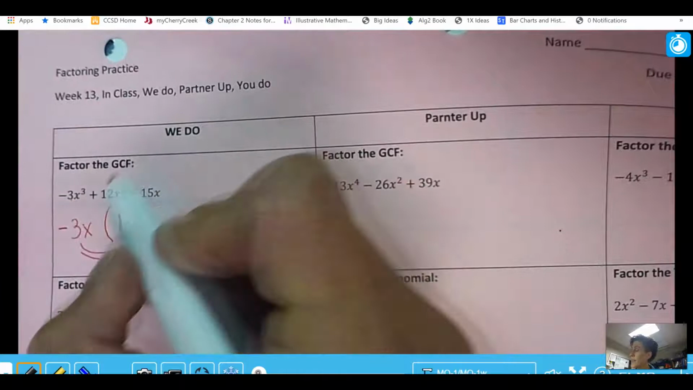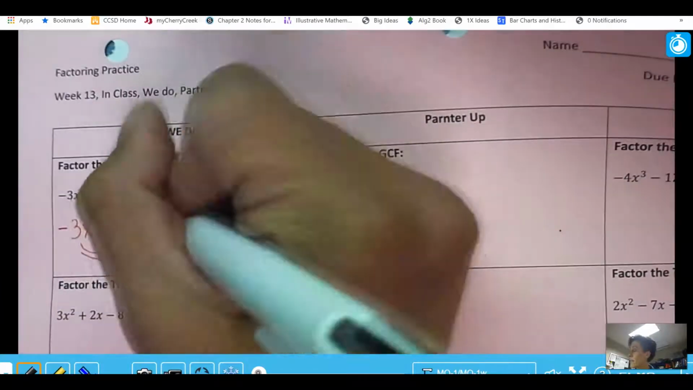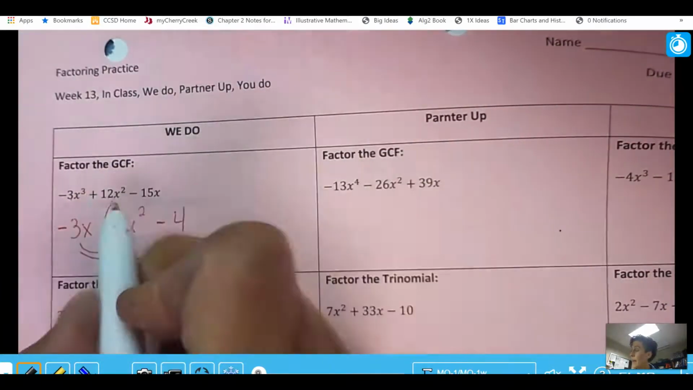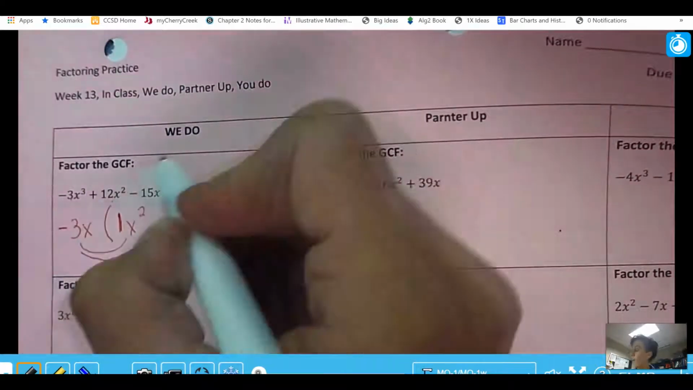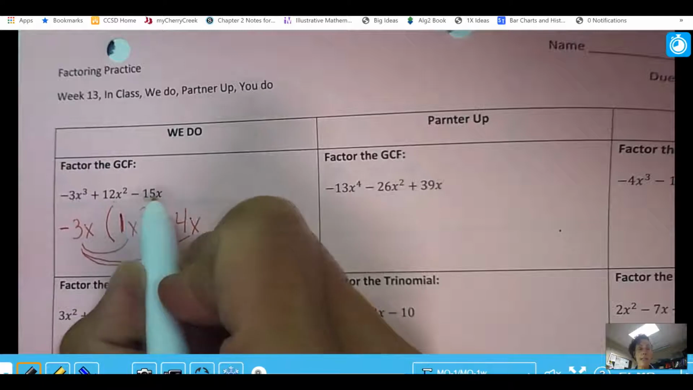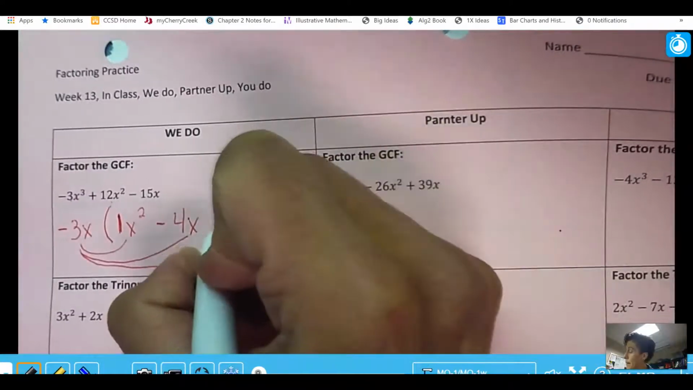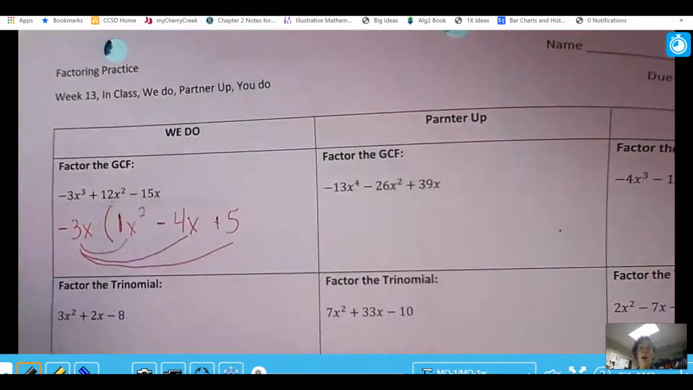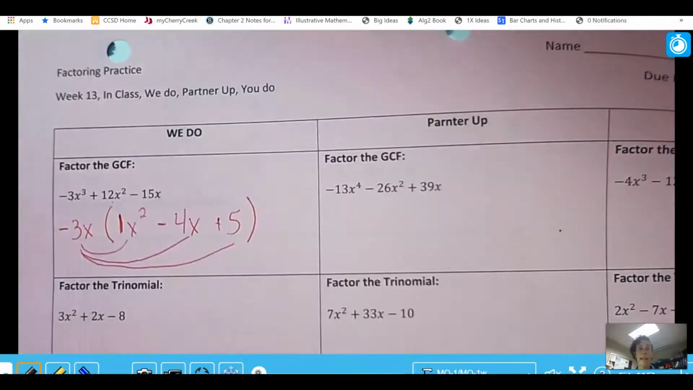And so negative 3 times what makes a positive 12? Well, that's a negative 4. And of their 2 x's, since I took one away, there's 1 left. And negative 3 times what makes negative 15? Well, that is a positive 5. And I took all of these x's away, so there's none left.